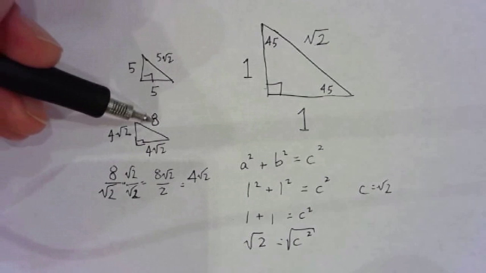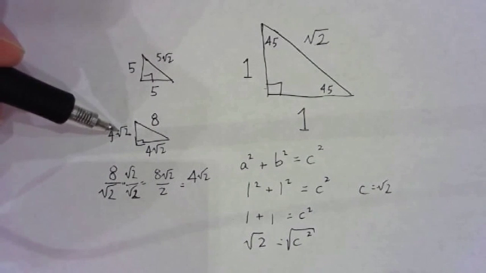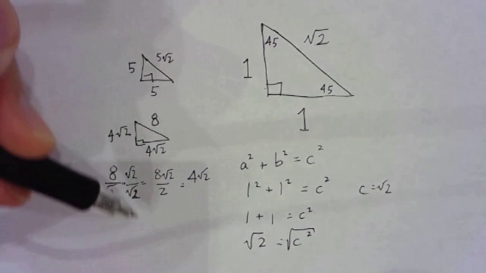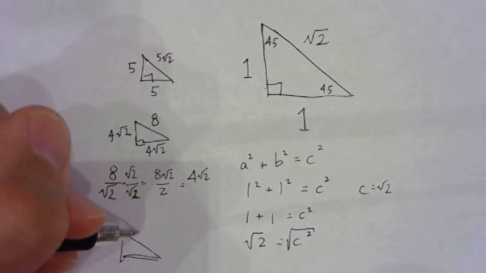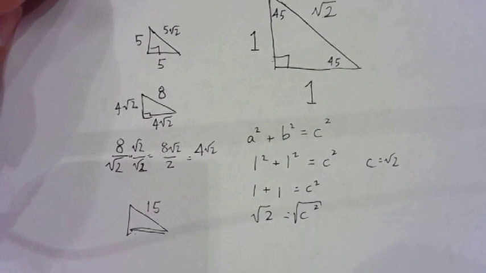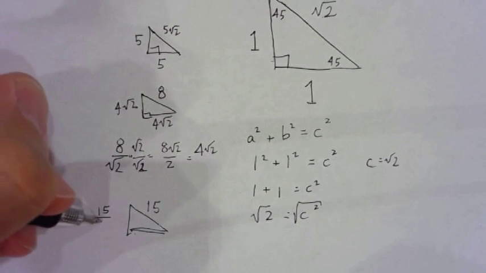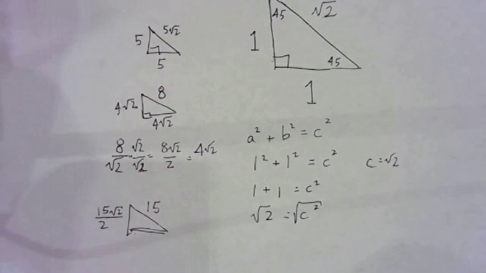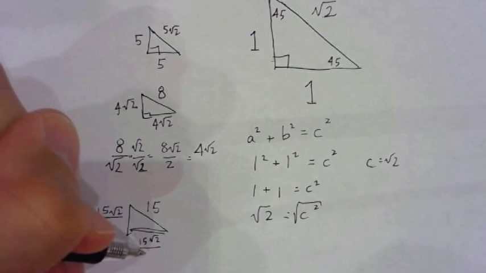You can notice that you take half of this number and stick a square root of 2 on it. If we have an odd relationship, it's going to look more like this form. So if I was given 15, then it would be half of 15 and stick the square root of 2 on it. And both of these sides are the same.